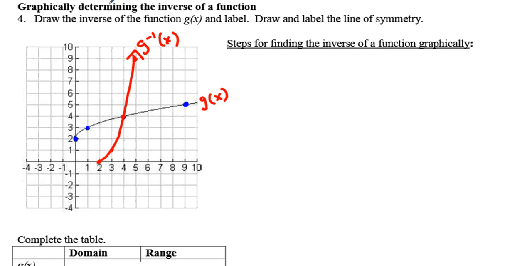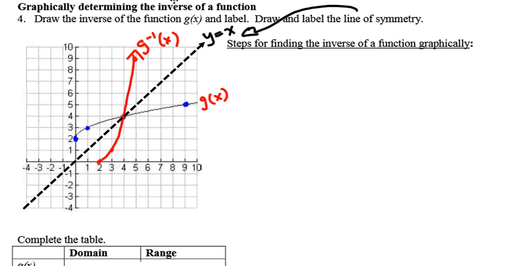So hopefully you came up with a fold line here. Grab a little dotted line. We're going to make a dotted line that goes through the origin. It's the line y equals x. That will always be the line of symmetry for a graph and its inverse. The line of symmetry, y equals x, right there, okay? So label that and draw it in with a dotted line.